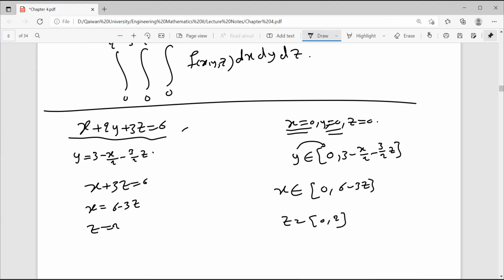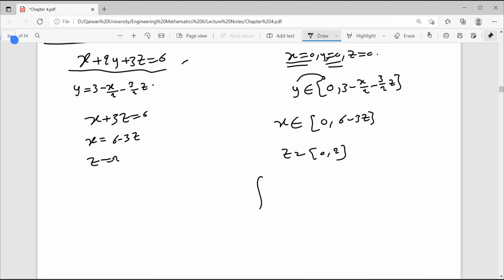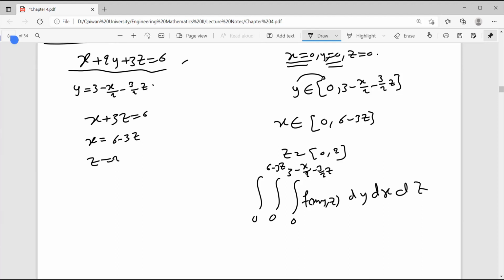And the triple integral is: first we have dy. It's f of x, y, z. y is from 0 to 3 minus x over 2 minus 3 over 2 z. And then we have dx. x is from 0 to 6 minus 3z. And z is from 0 to 2.